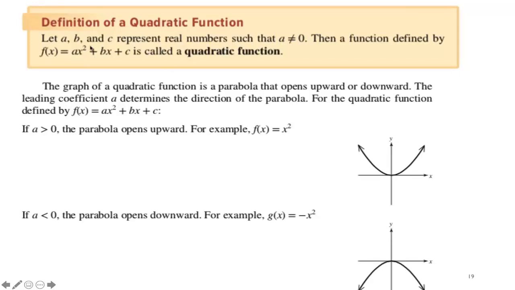It turns out that the coefficient a tells you how the parabola opens. If a is positive, the parabola is going to open up. If a is negative, as in this example, the parabola is going to face down. Again, we'll spend more time on this later.